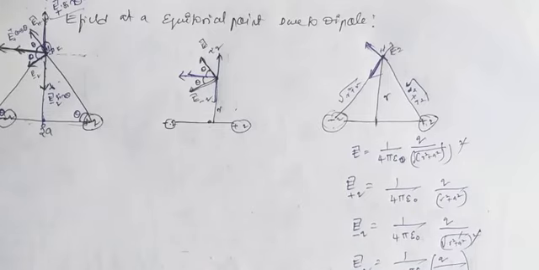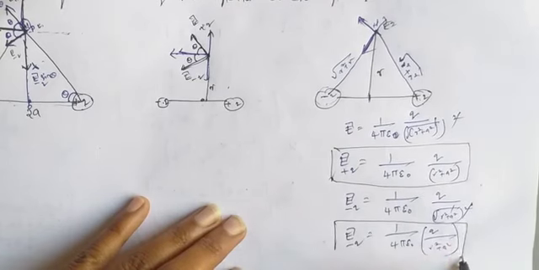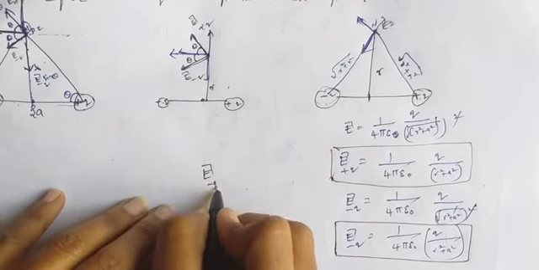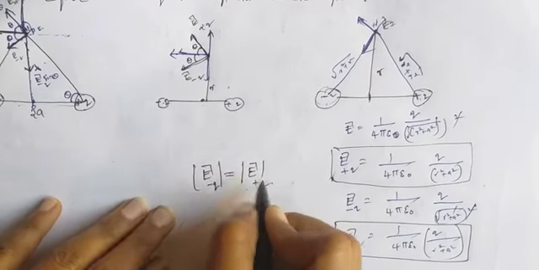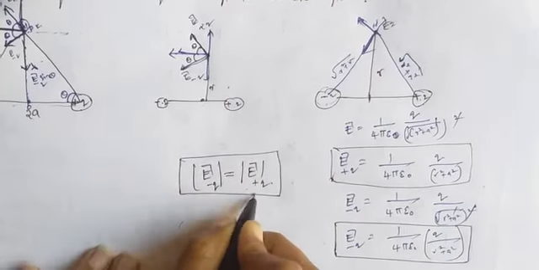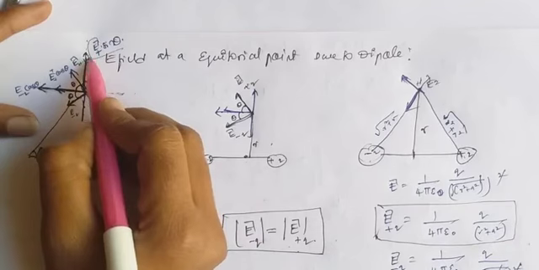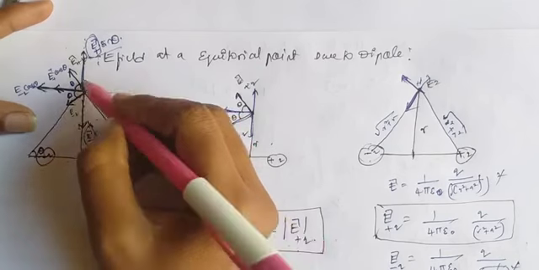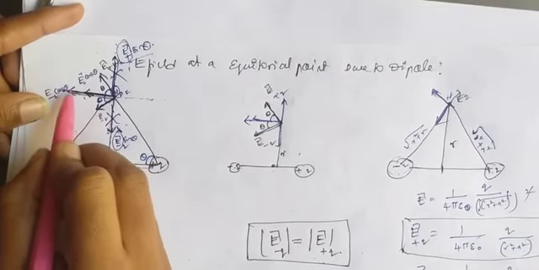Now comparing both magnitudes, the magnitude of the electric field due to negative charge is equal to the magnitude of the electric field due to positive charge. As the magnitudes are equal but both are in opposite directions, this one in this direction and this one in this direction, both will cancel. So here we are getting the resultant electric field in this direction.